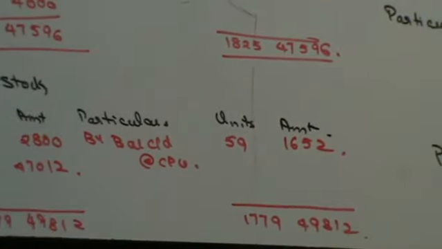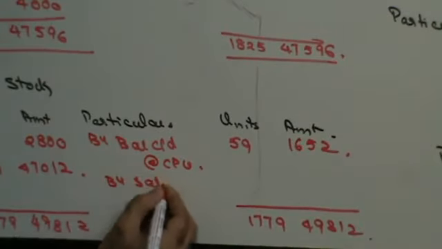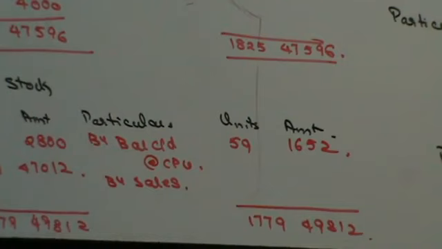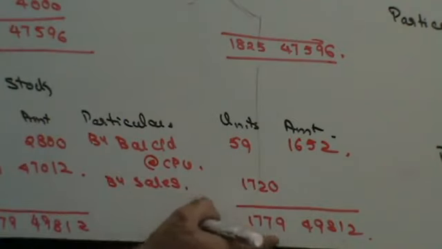49,812. Now when you are tallying the TY process, you will say by sale. They have specified that it is sold. So how many units will be sold? The number of units that will be sold will be 1720. How did I get 1720, guys? Simple tallying. 1779 minus 59.